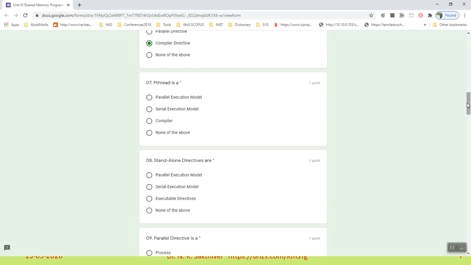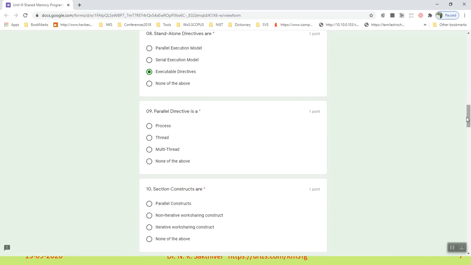Next question, Pthread. Pthread is nothing but parallel thread, isn't it? Parallel thread means parallel execution model, so the first is the correct answer. And eighth, standalone directives. Standalone directives means executable directives, not a parallel execution model. Directives means executable directives.